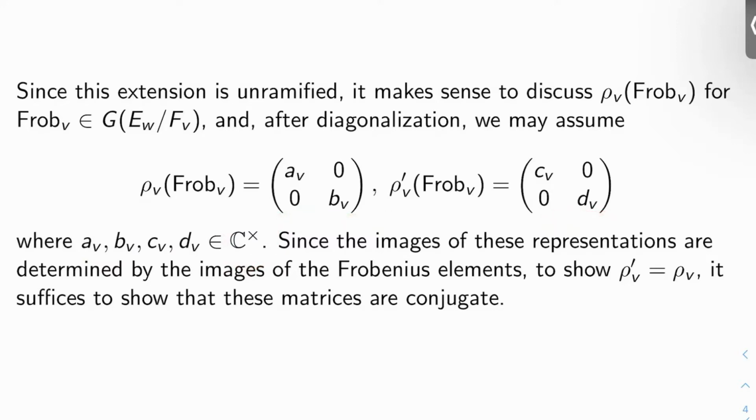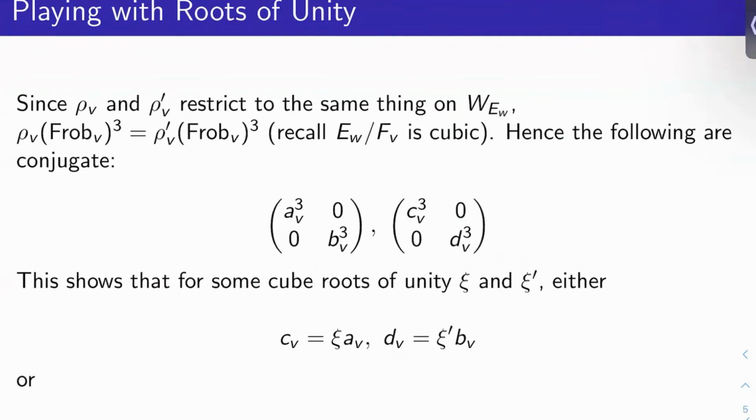Okay, the other thing though is this. Remember, these representations are unramified, so their images are determined by the images of Frobenius elements. And so these images here sort of determine the representation, okay? So to show rho prime sub v equals rho sub v, it suffices to show these matrices are conjugate, right? So that's all we have to do. So let's do that.